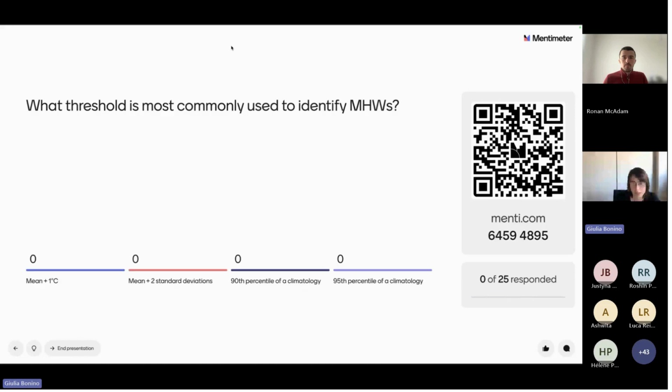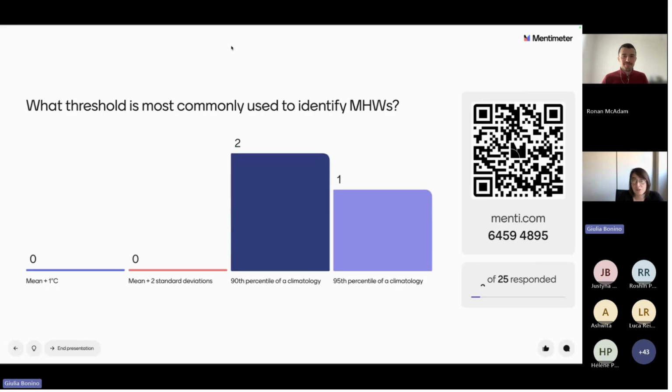Then we have the last question, which I spoiled a bit before, anyway. What threshold is most commonly used to identify marine heat waves? Okay, so I will wait like 20 seconds maybe.